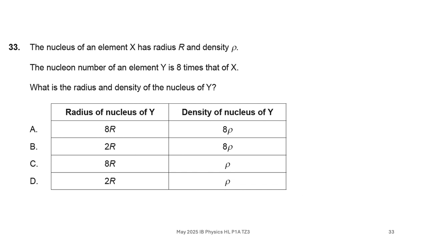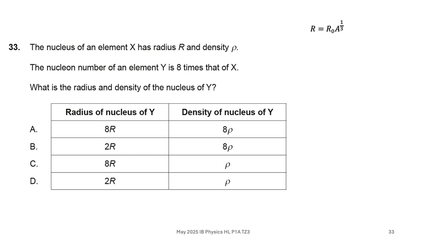Okay, so it's quite a nice question when you work out the maths of it. Let's firstly think about radius. Now, we should be aware that we have a radius which goes with A to the 1 over 3. This is in your data booklet. So what this says to me, whatever A is doing, we're going to take that to the power of 1 over 3, and that's going to change r.